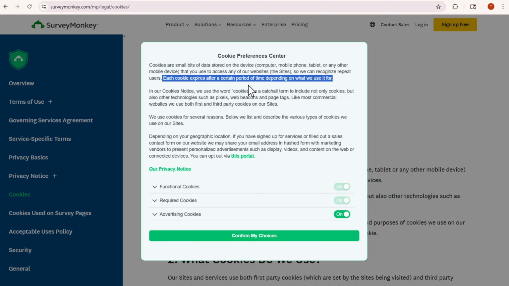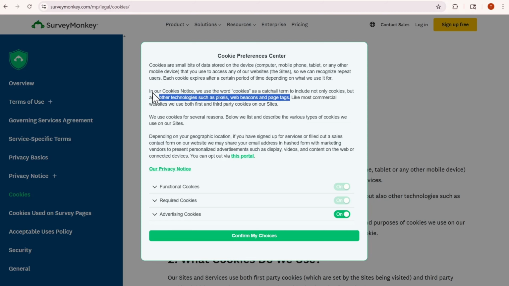"In our cookie notice, we use the word cookies as a catch-all term to include not only cookies, but other technology such as pixels, web beacons, and page tags." I want to highlight this. This is really important because as long as there is a piece of data that can identify you, it constitutes personal data. On its face, if you looked at a pixel, you might not consider it to be personal data, but because it identifies me, it constitutes personal data under the data protection law, and businesses have to adhere to what is required under the data protection laws when they process this type of information.